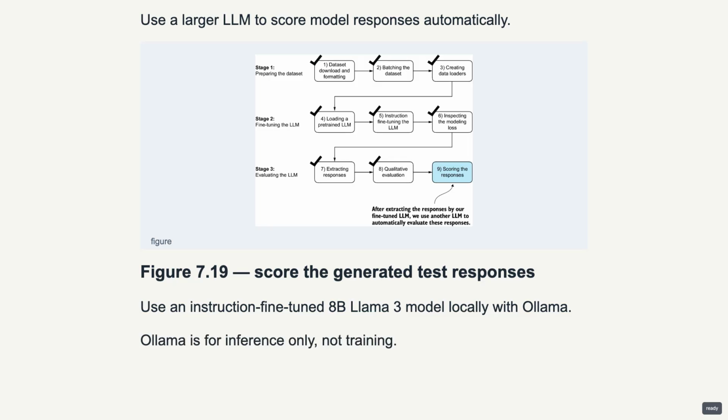Ollama is just a runtime that generates text from a model. It is useful for inference, but it does not replace the training or fine-tuning tools used earlier in the pipeline.